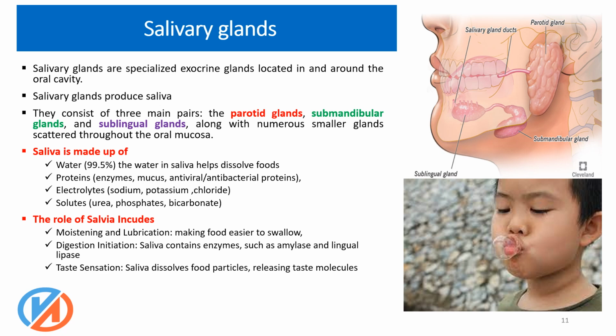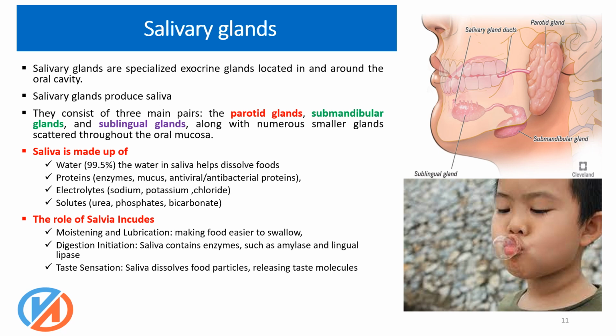They consist of three main parts, as you can see in the picture. There are the parotid glands, submandibular glands, and sublingual glands. And all these three glands together are called the salivary glands. These salivary glands also include numerous smaller glands scattered throughout the oral mucosa. And these glands produce saliva.